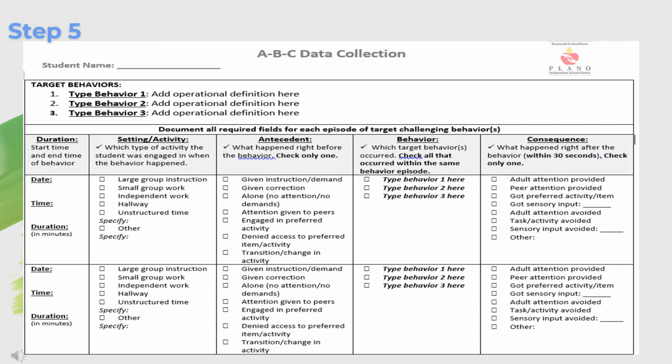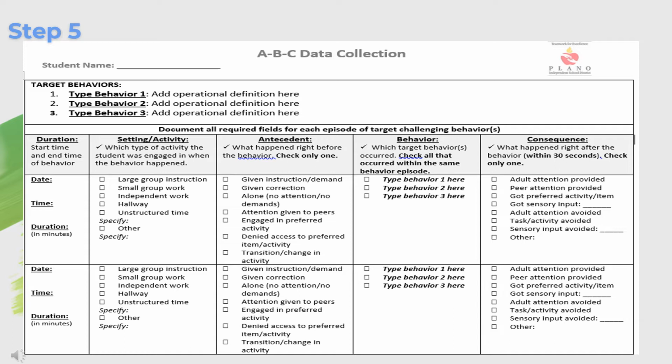You probably are very familiar with how to collect ABC data, but we're going to briefly touch on some important considerations for filling out this particular form. For each new FBA, you'll type your specific target behavior and their operational definition directly onto the data sheet. For each episode of target behavior, you'll complete the entire row. All of the information is used to determine a baseline of occurrence as well as function of the behavior.